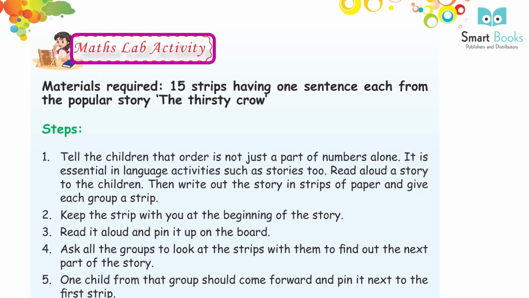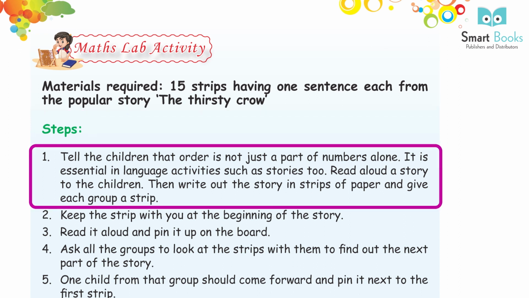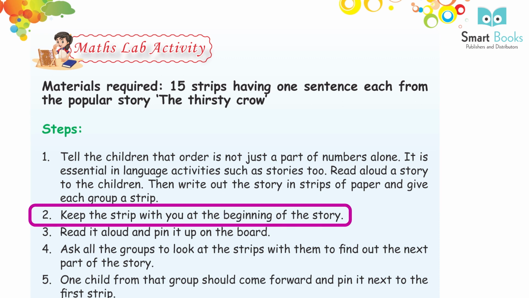Maths lab activity. Materials required: 15 strips having one sentence each from the popular story The Thirsty Crow. Steps: 1. Tell the children that order is not just a part of number alone. It is essential in language activities such as stories too. Read aloud a story to the children, then write out the story in strips of paper and give each group a strip. 2. Keep the strip with you at the beginning of the story.